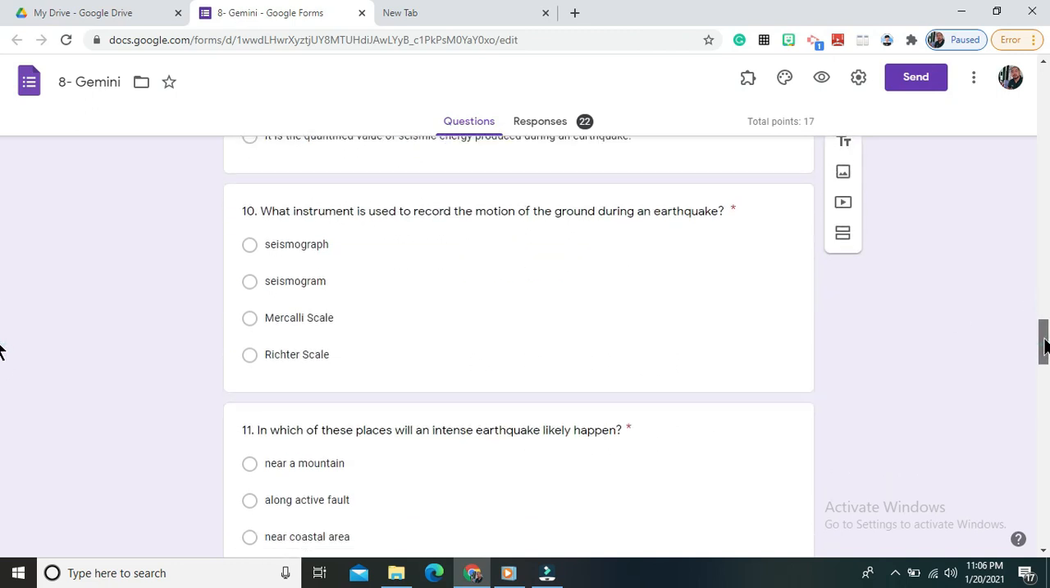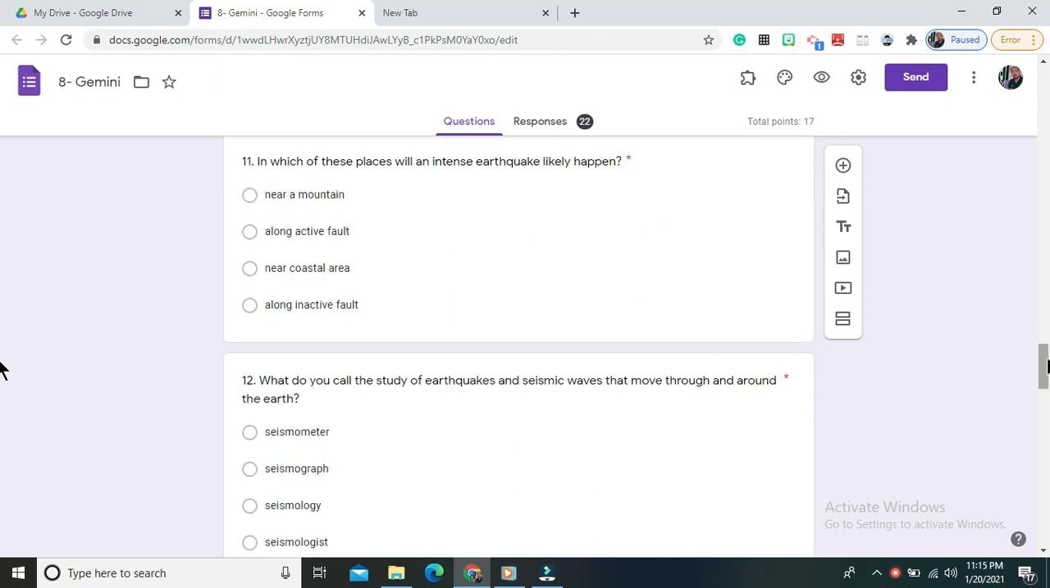Question number 10. What instrument is used to record the motion of the ground during an earthquake? The correct answer is seismograph. Question number 11. In which of these places will an intense earthquake likely happen? The correct answer is along active fault.